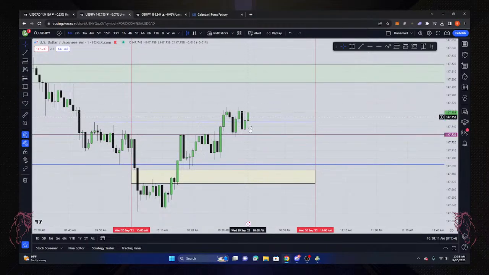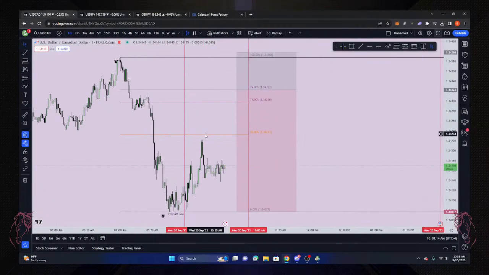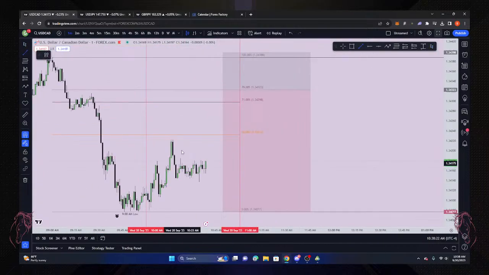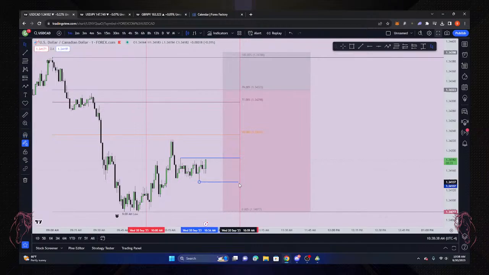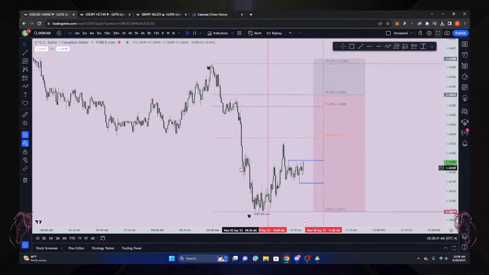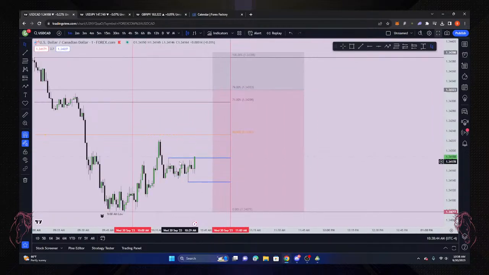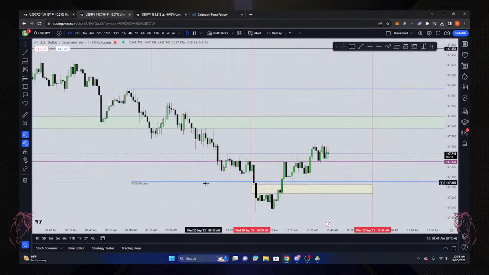Price is consolidating a little bit. It's doing the same thing on USDCAD where it's consolidating. We did create a small range right here within this high and this low. So now we wait and see what price wants to do. I'm still not interested in taking any trades unless sell side has been swept. Okay.